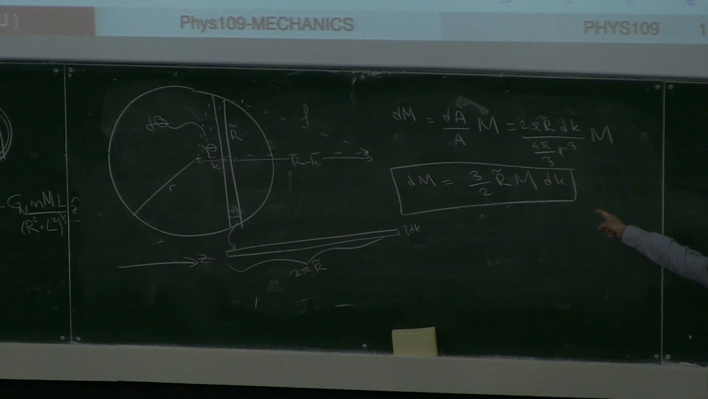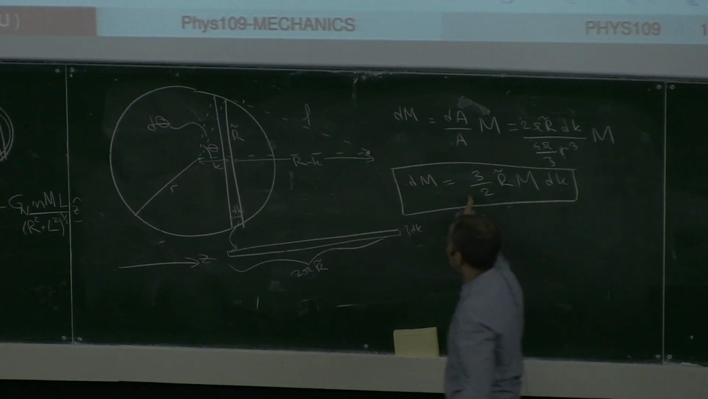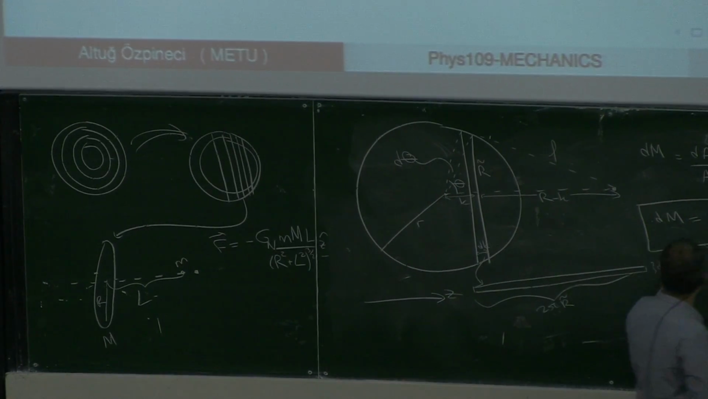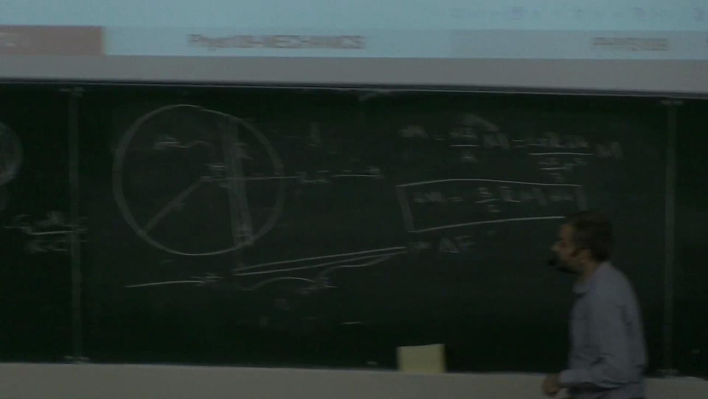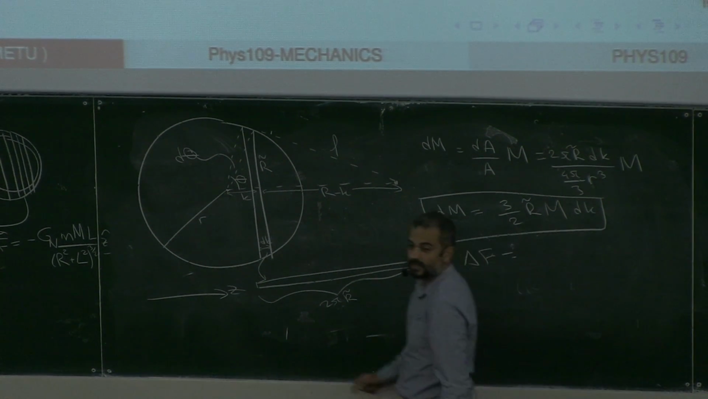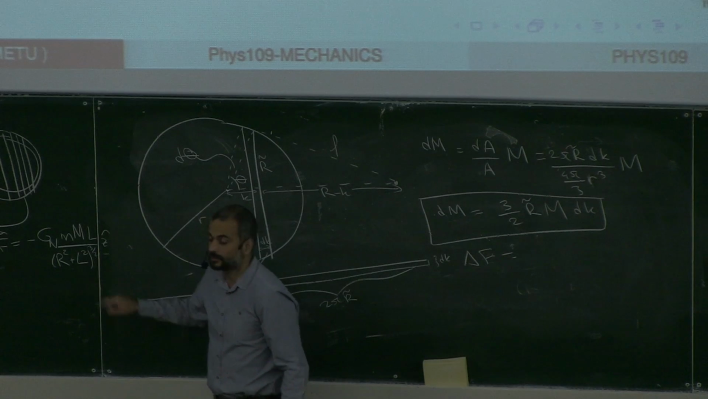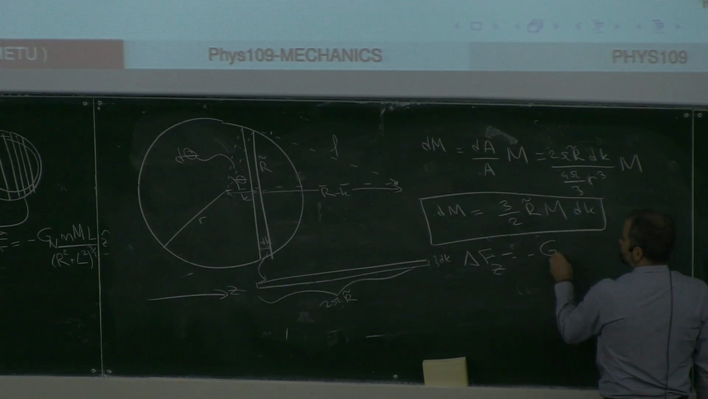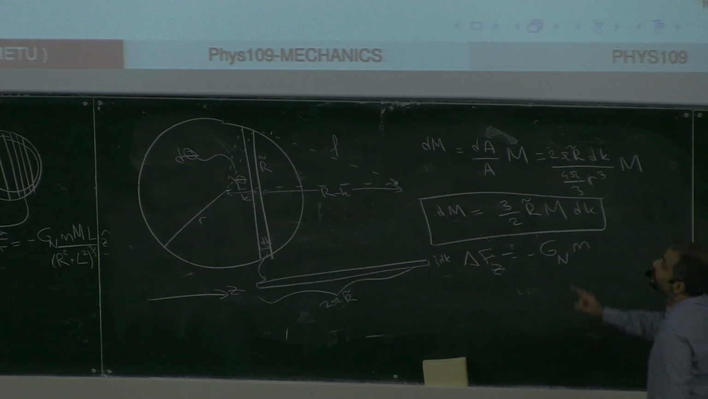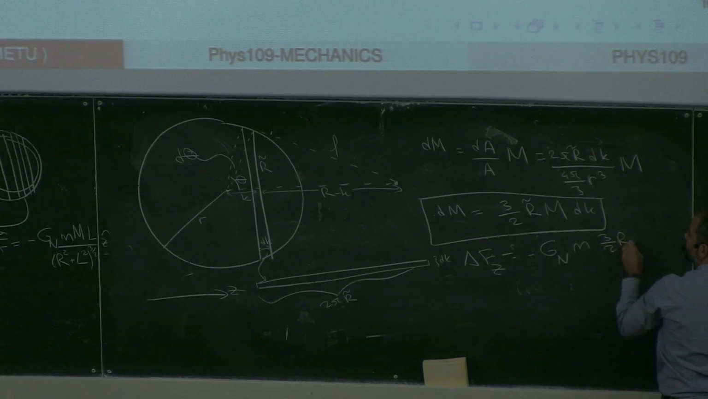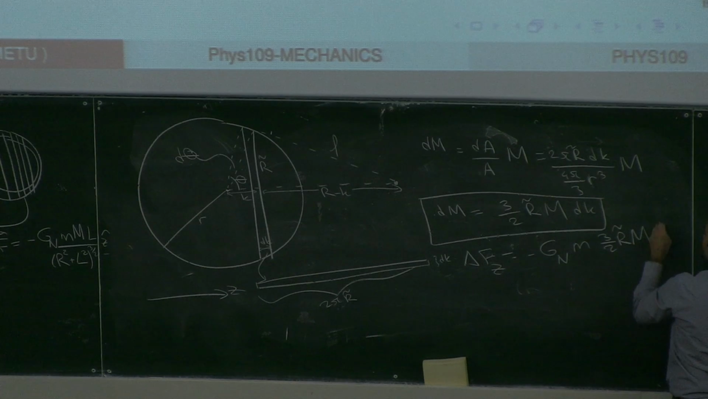Since I now know the mass, I can just put this mass expression in here to obtain the force created by this ring only. This force will be in the z direction, so I'm only writing the z component of the force: minus G, the mass of my point mass, times the mass of the ring. It is this dm, 3 over 2 r tilde M dk.